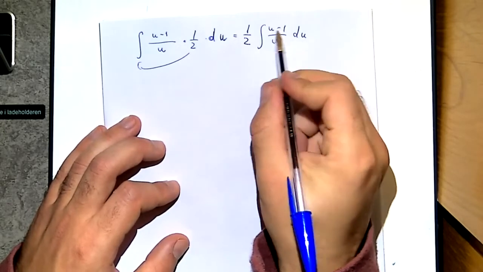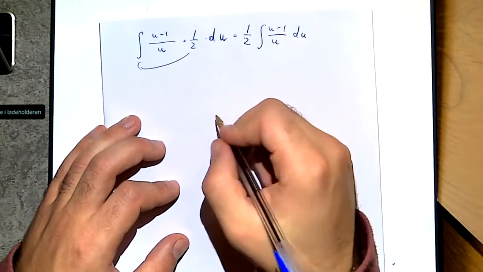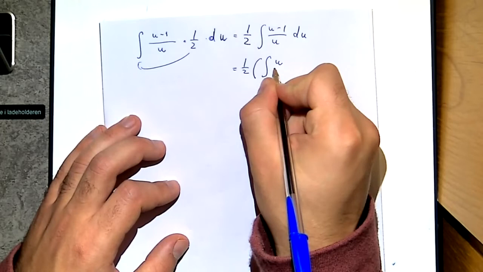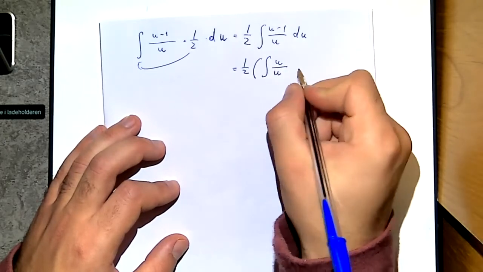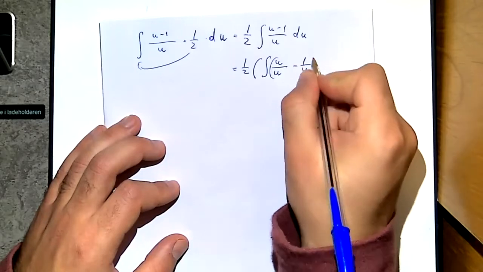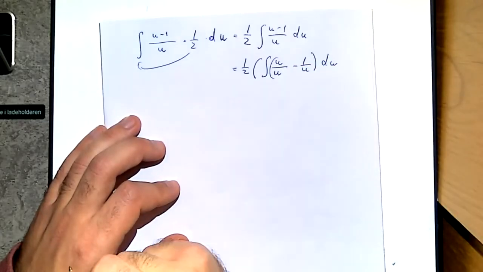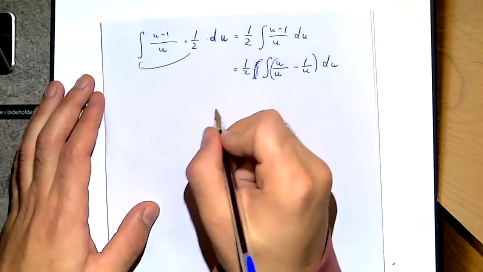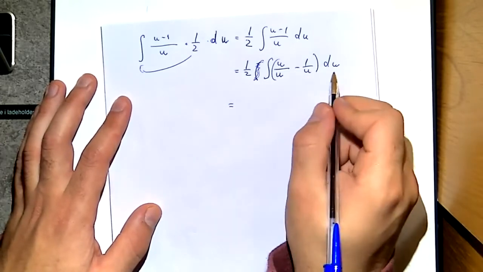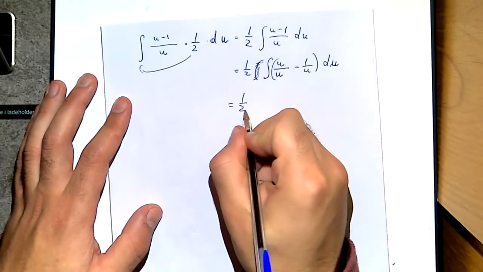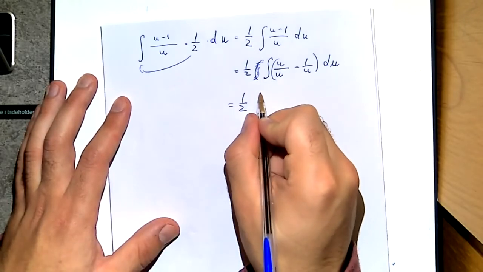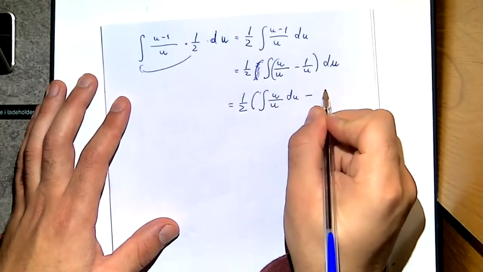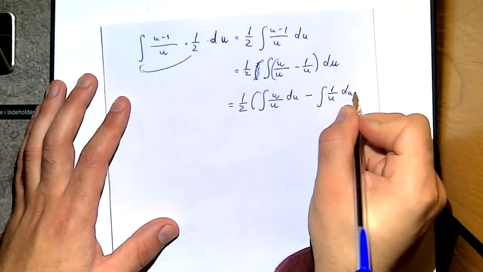What do I do now? I just split this numerator. So this is just equal to a half, integral of u over u minus 1 over u du. I did not need this parenthesis in case you were wondering. Now I can split the integral again, basic operations, and I now need the parenthesis: integral of u over u du minus integral of 1 over u du.